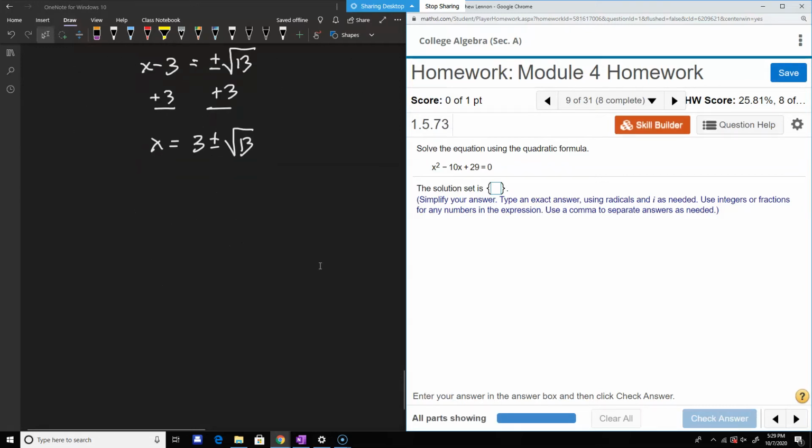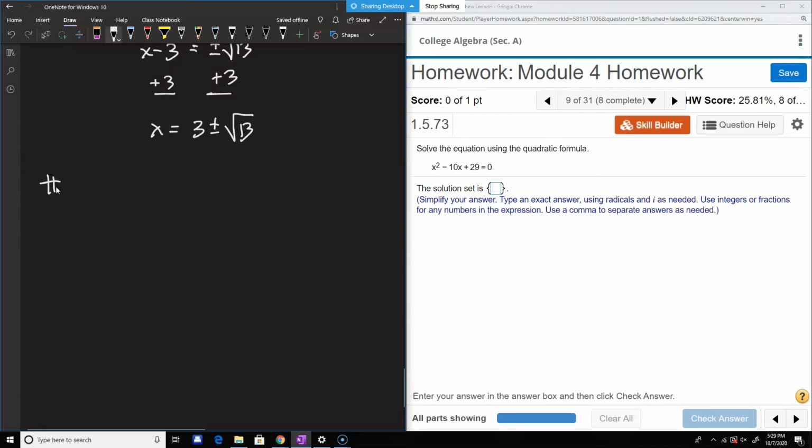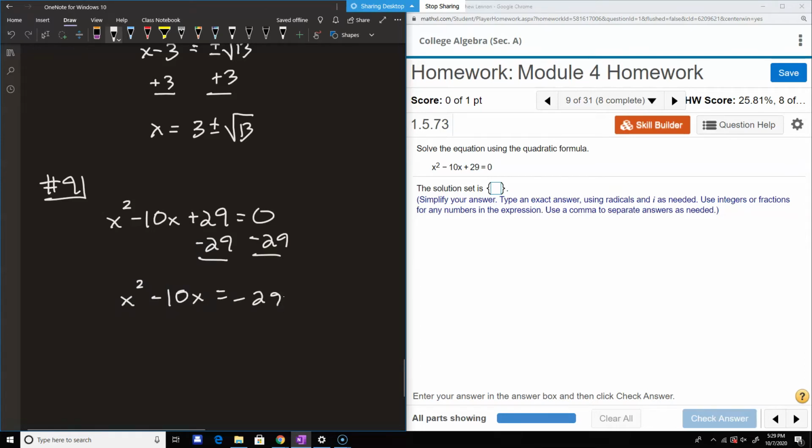Okay, I don't know if this one contains radicals, or i, but some of these potentially will contain i, and that happens when you end up with the square root of anything negative. So here we have x squared minus 10x plus 29 equals 0. So we subtract 29 from both sides. So x squared minus 10x equals minus 29.